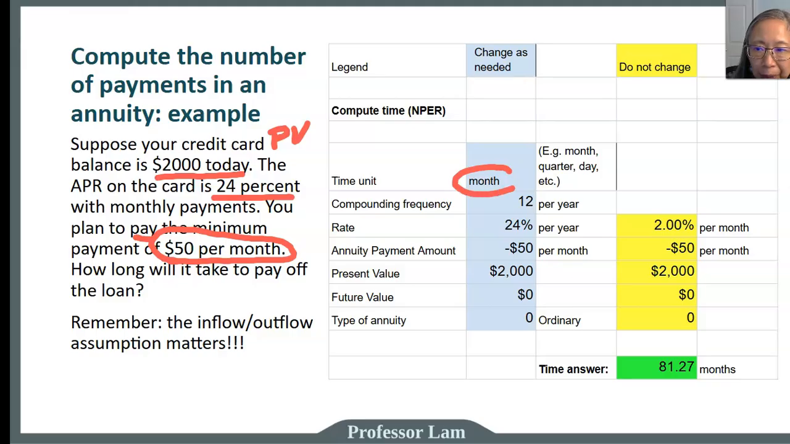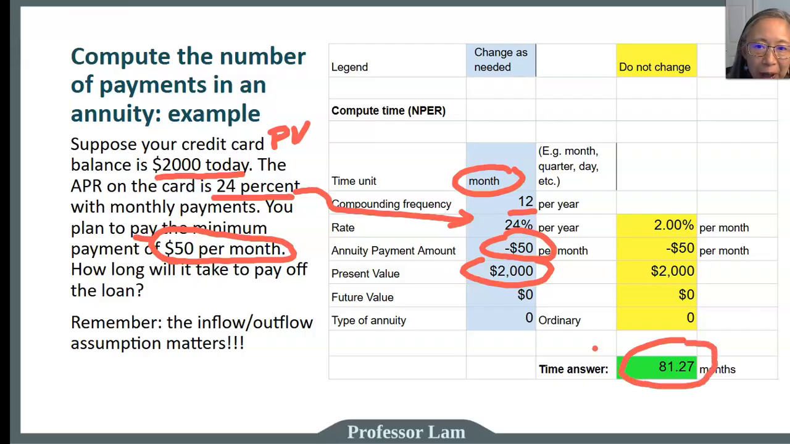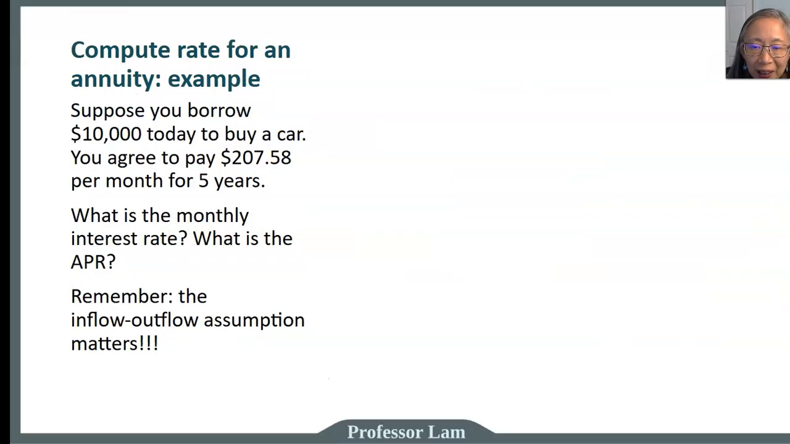Since you're making monthly payment, the time unit is month, 12 times per year. Interest rate is 24%. You're making $50 per month. The present value is $2,000. You'll take a very, very long time to pay off this credit card. Our last example is to compute the interest rate. So you were given an offer of $10,000 loan to buy a car.